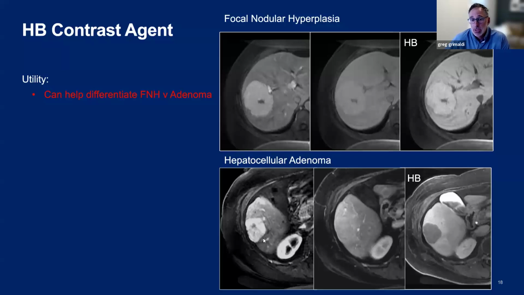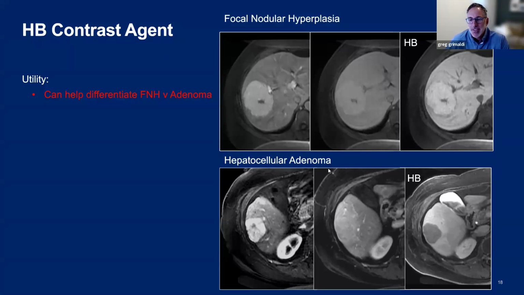Now, a very similar appearance here in this hepatocellular adenoma, but this one, while it enhances similar to an FNH, becomes iso-intense to background liver. Hepatocellular adenomas generally, again, I'm making generalizations, most hepatocellular adenomas don't have functioning hepatocytes and therefore can't process the agents. They're typically dark. So this is one of the sequences, or one of the agents, that we can use to help us with differentiating FNH versus adenoma.